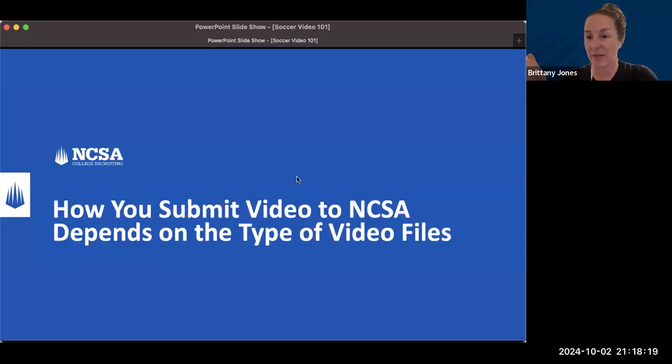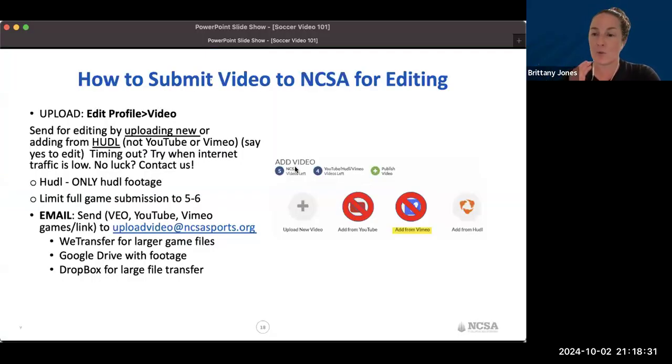Now, the big question I often get is how do we get video to the video team? The answer to that depends upon the type of film you have. Okay, so there's a lot of different ways to do this. First way to do this, all right, and let me actually switch my screen here. So I'm going to go on to one of our demo profiles.